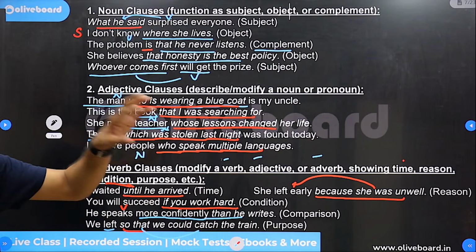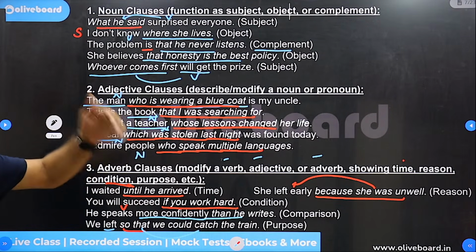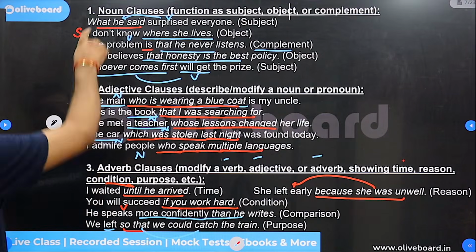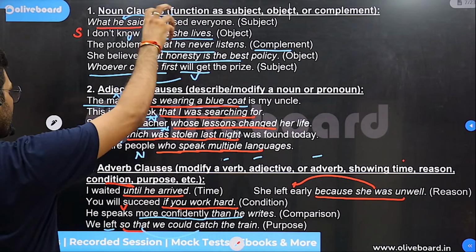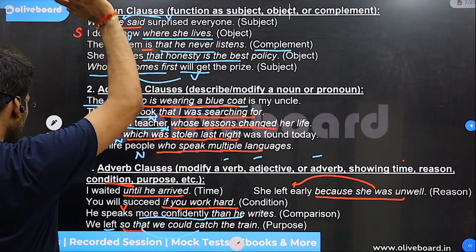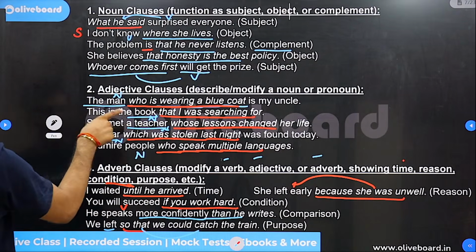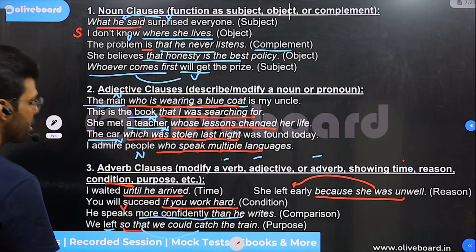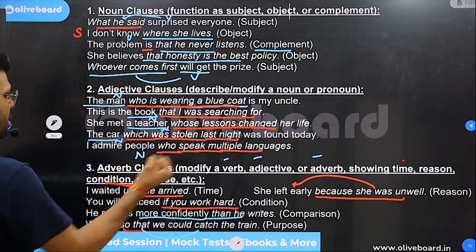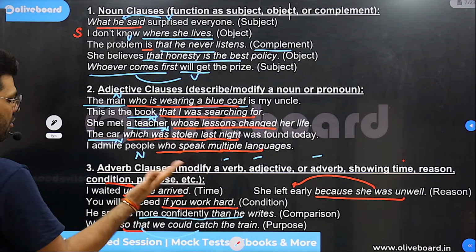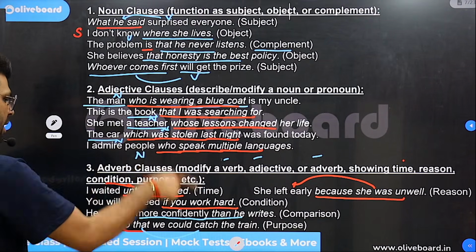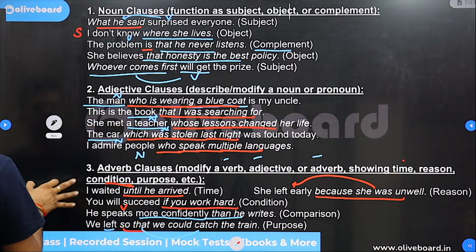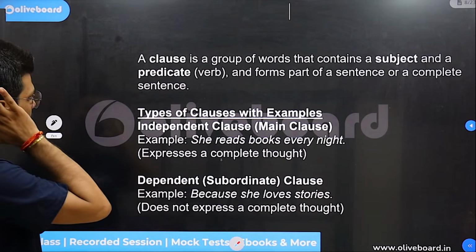We have enough slides to learn the concept and practice also. But yes, noun clauses can be the subject, can be the object, and complements. Adjective clauses modify a noun particularly. There should be a noun that they are going to modify or say something about. Adverb clauses: manner, time, reason, frequency, affirmation, negation, contrast, purpose, and condition also. Done. Let's have a few examples.